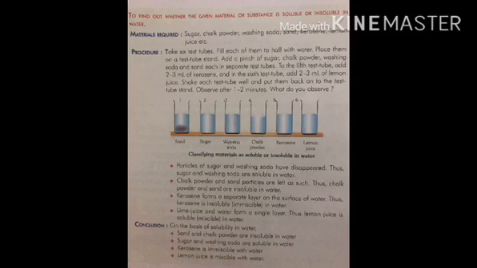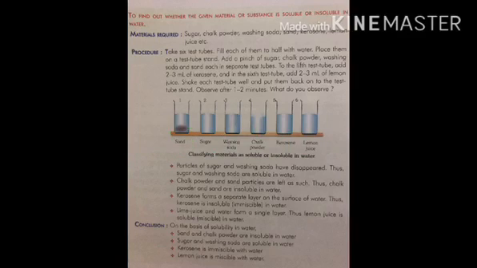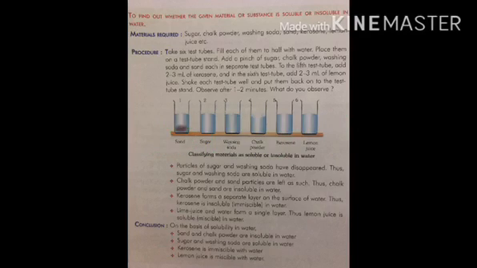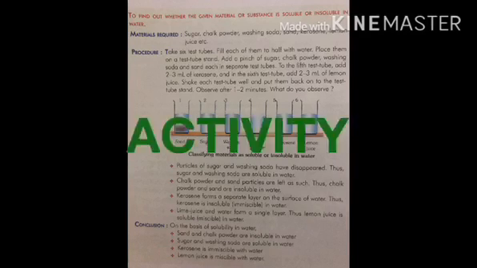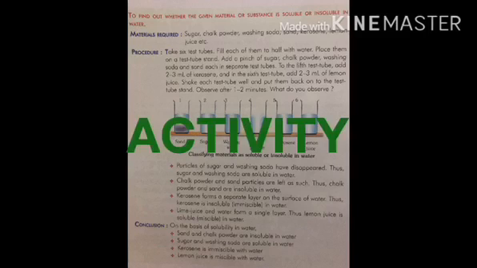Particles of the sugar and washing soda have disappeared. Thus, the sugar and washing soda are soluble in water. Chalk powder and sand particles are left. Thus, chalk powder and sand are insoluble in water. Kerosene forms a separate layer on the surface of water. Thus, kerosene is insoluble, immiscible in water.